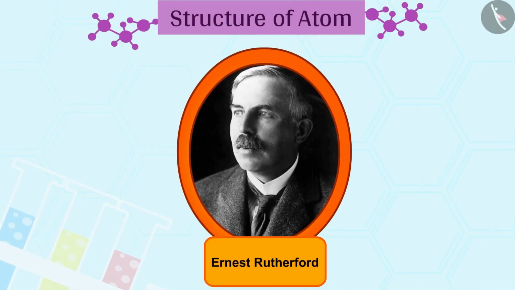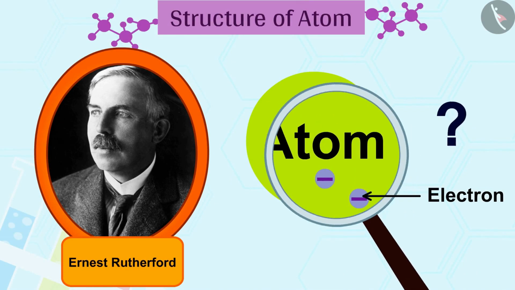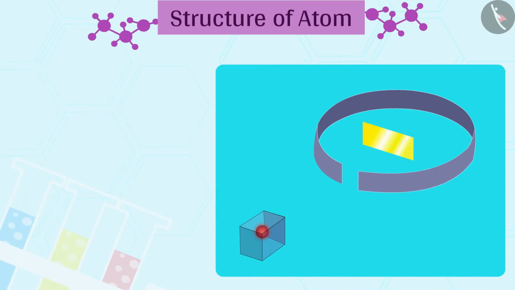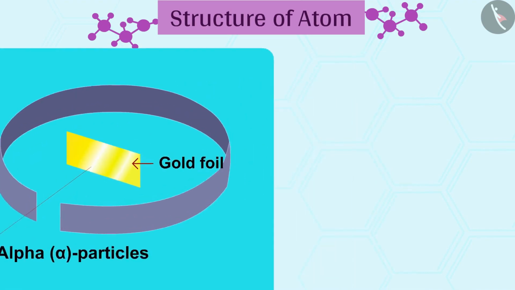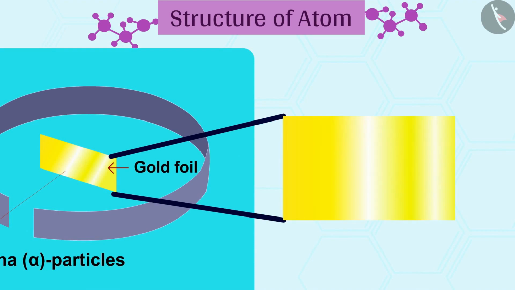Ernest Rutherford was interested in knowing how the electrons are arranged within an atom. Rutherford designed an experiment for this. In this experiment, fast-moving alpha particles were made to fall on a thin gold foil. 1. He selected a gold foil because he wanted as thin a layer as possible. This gold foil was about 1000 atoms thick.